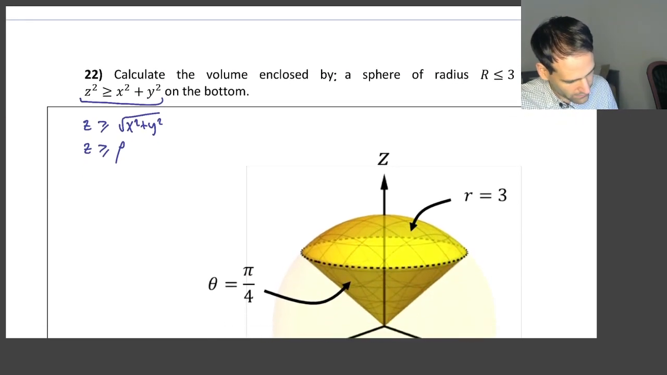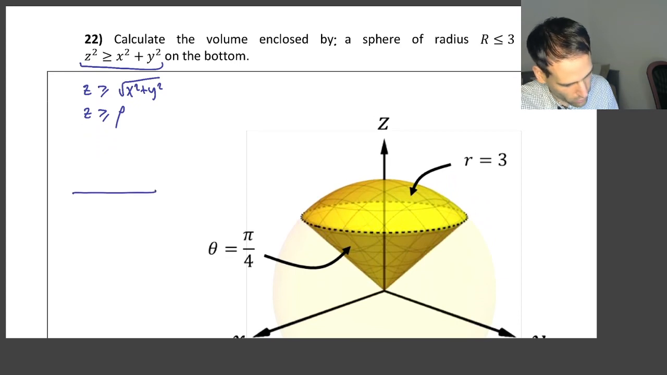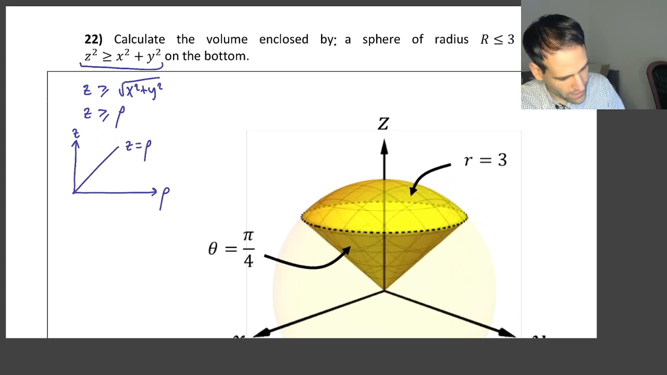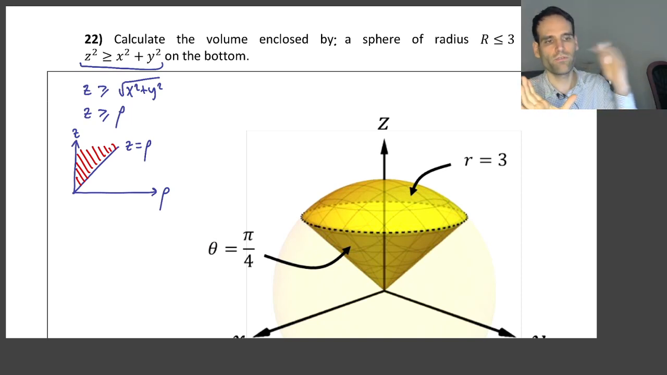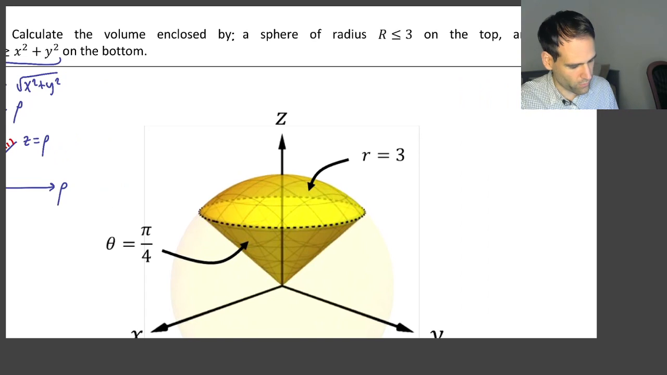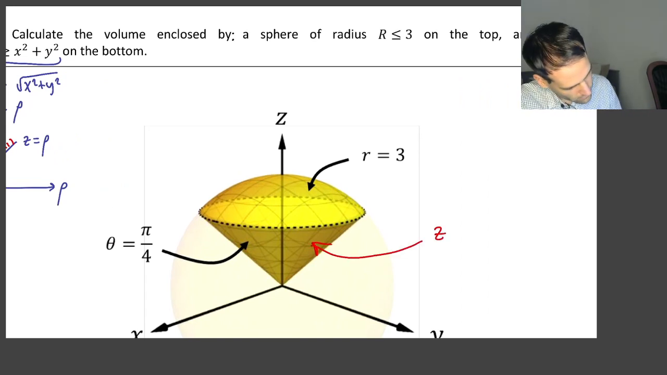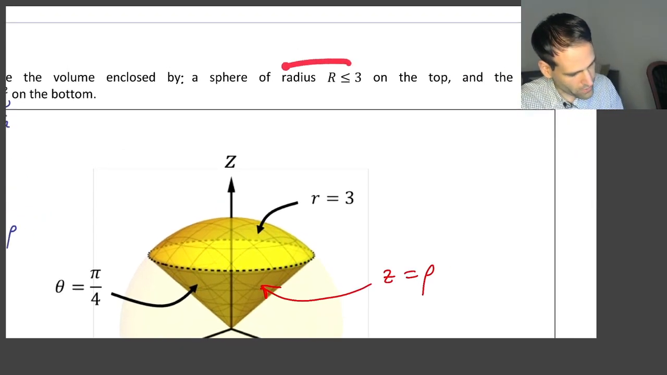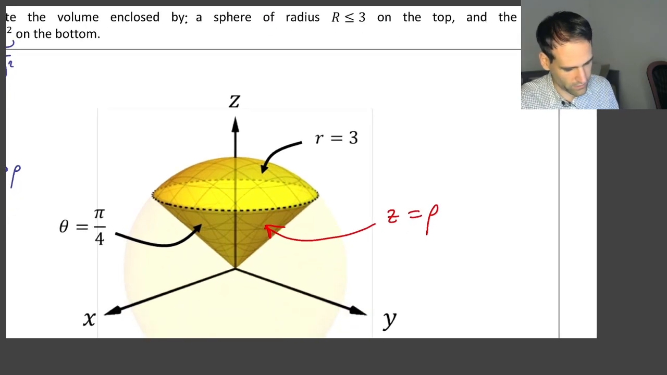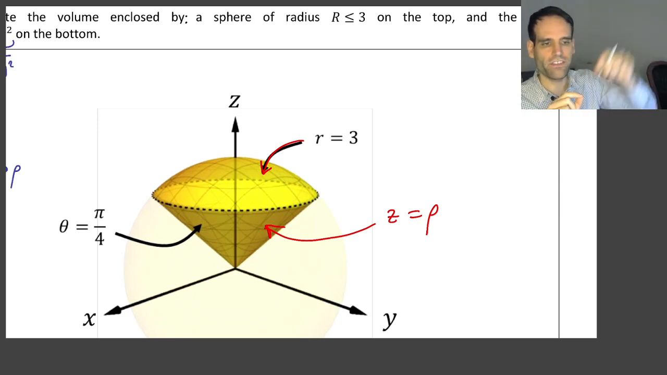Which means that if you plotted rho versus z, then z equals rho is this line, and we are saying z is bigger than rho, so this is this cone here. And this is in the z-rho axes, but of course rho is pointing away from the z-axis, so we can do the revolution around the z-axis, and we find this cone here. So this is z equals rho. That's the surface of this cone. Now on the top we have the sphere with radius equal to 3. So this surface here is given by r equals 3, where r is the distance to the origin.